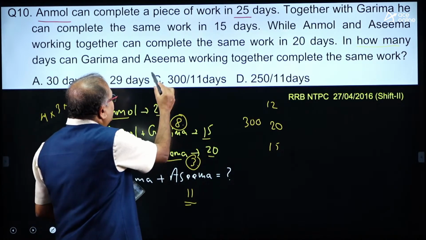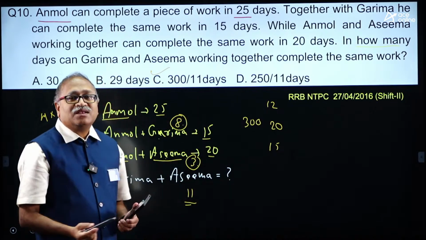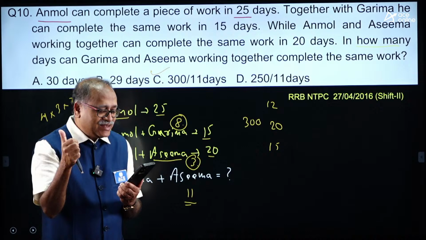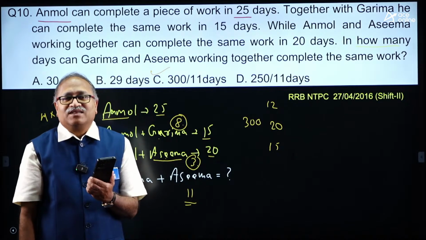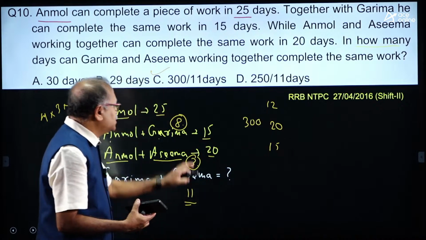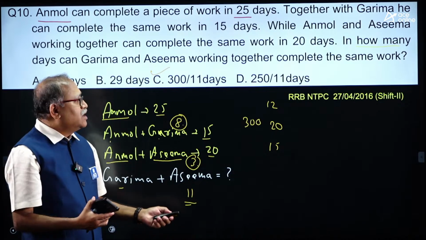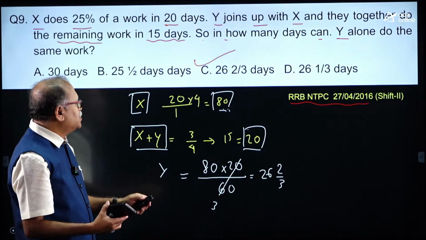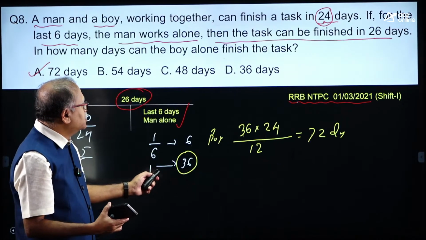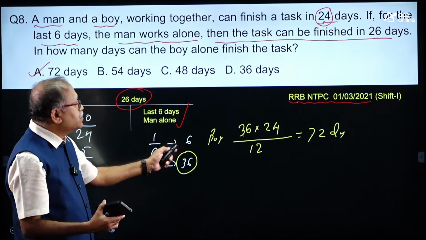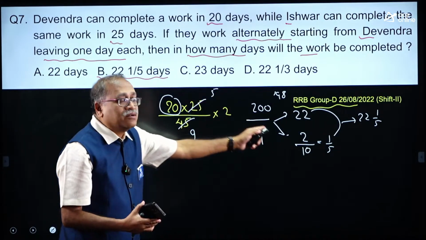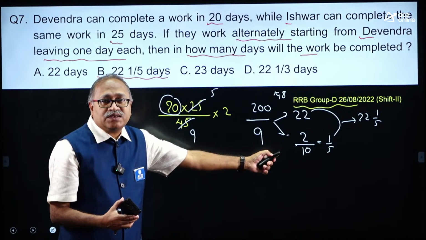So, do we have this option anywhere? 300 by 11. Oh, Mr. Praveen, yes sir, you have correctly answered the question. So, today we have discussed this question. This is a general question. I did not teach any special method here, but you are expected to know the best method for this type of question, especially when alternate days come. This is the best way to answer these questions.